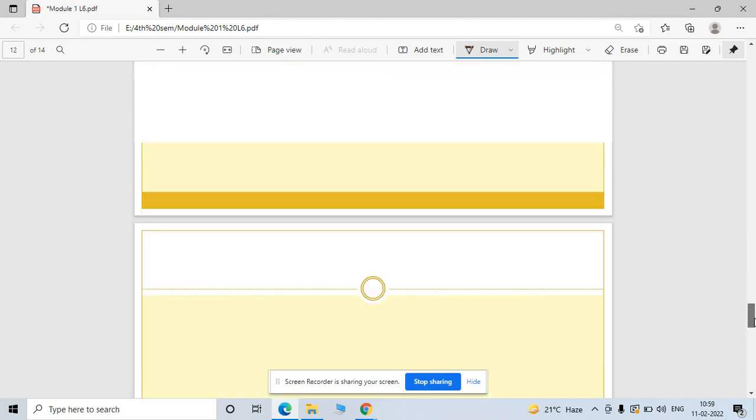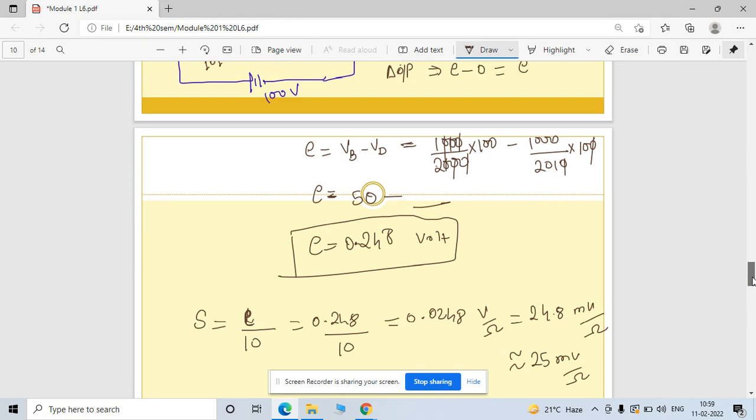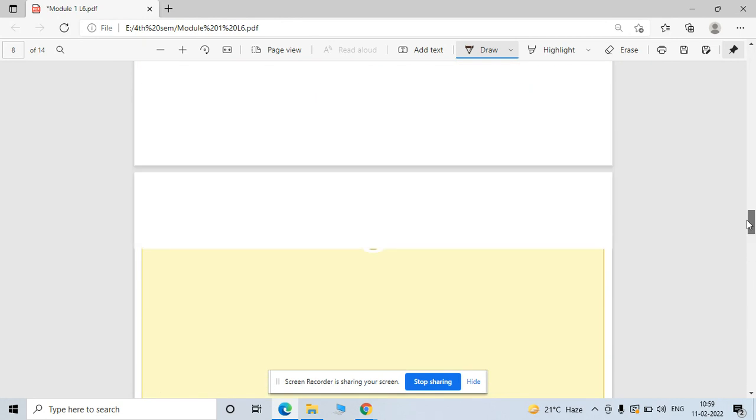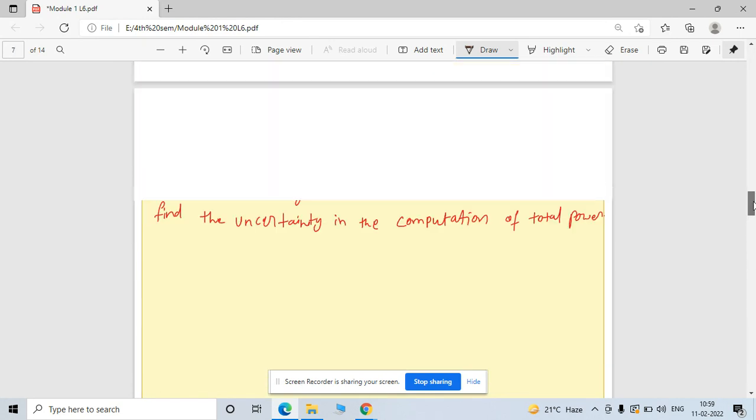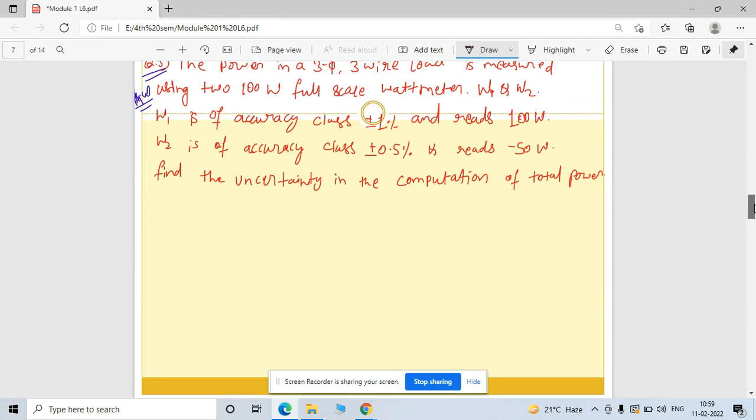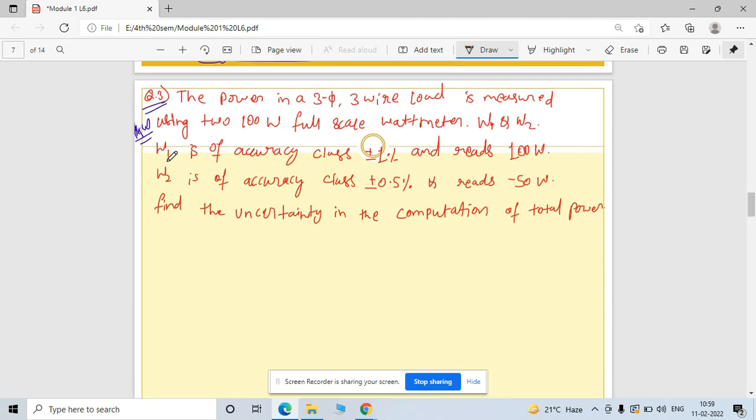Yes guys, now we still have 5 minutes, so try to solve this problem and tell me what answer you get. Or if you have any doubt regarding this session or unit 1, you can ask now. Until then, solve this question.